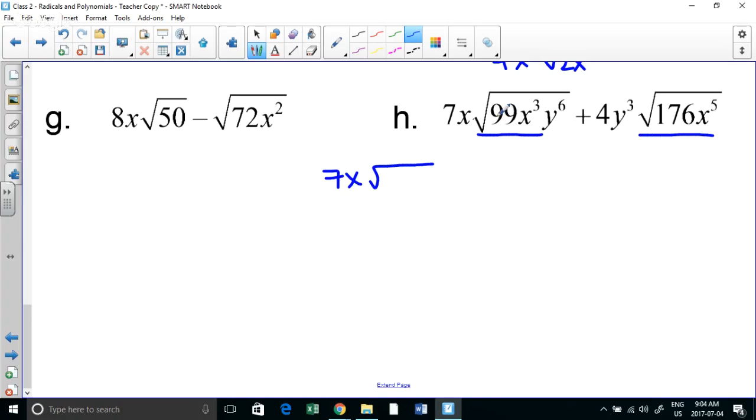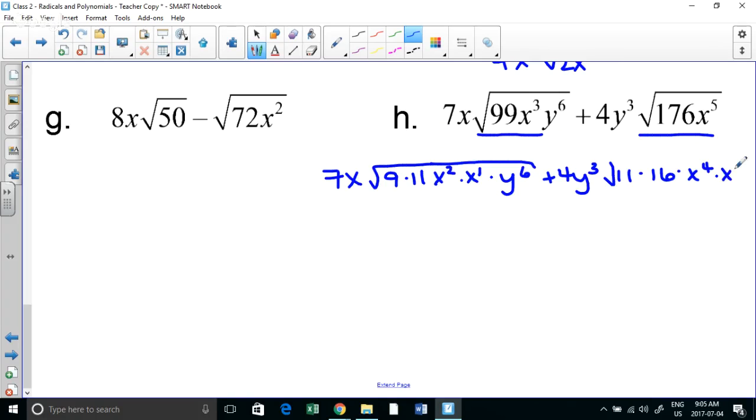separate them. So 99 can be divided by 9, which is what we want, 9 and 11. The x here is an odd number. That's annoying to us, so we're going to separate it into 2 and 1. This is even. Keep it like that. 16 can also be divided by 4. The 5 is annoying to us, so we can say it's x to the 4 and x to the 1.